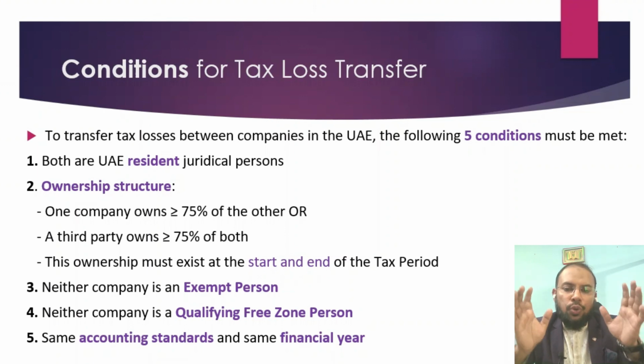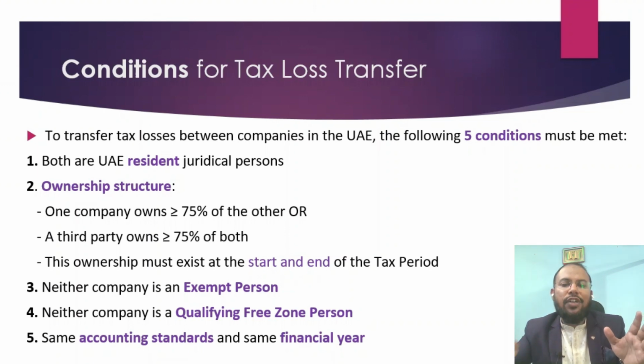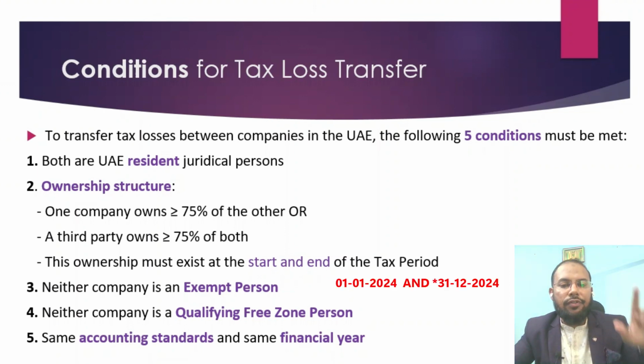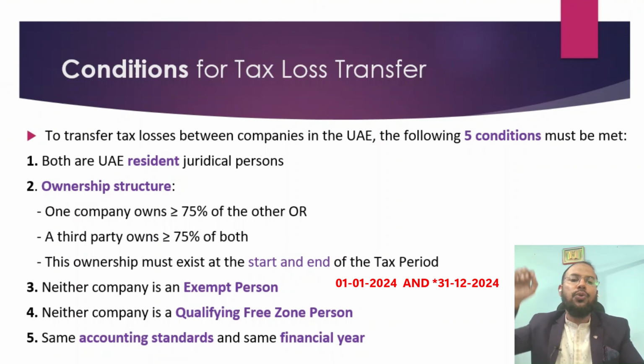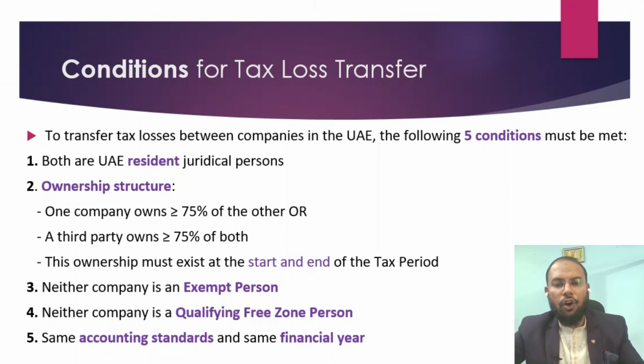This holding should be at the start of the tax period and at the end of the tax period. What does this mean? If your tax period starts from 1st Jan 2024, at that time you must have that holding of 75% or more. And at the end, what is the end? End is 31st December 2025. At that time also you have to hold that 75% or more. Then you can transfer the losses. I hope you got it.